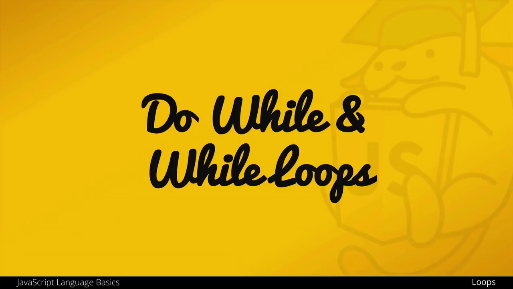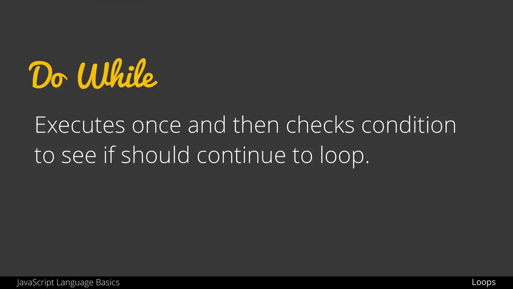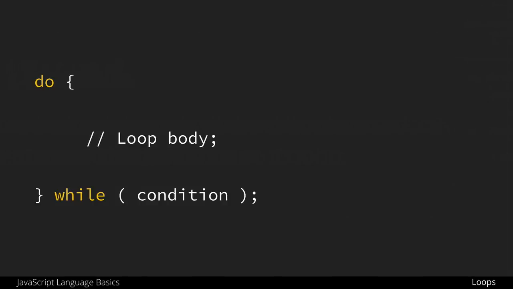In this video, we will look at the do while and while loops. The do while loop executes once and then checks a conditional statement to see if it should continue to loop. We can see here the basic syntax for a do while loop. Notice that it states to do the loop body and then check if a conditional statement is met.